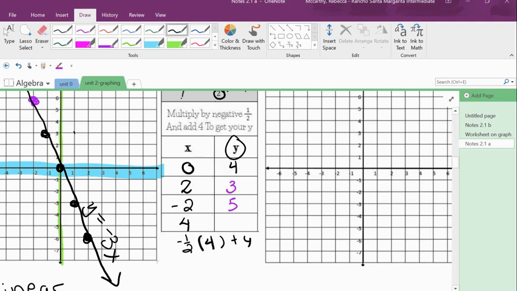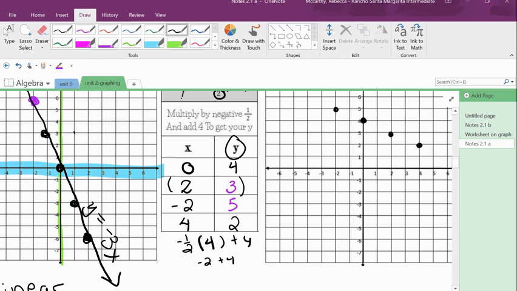I place in 4. Half of 4 is negative 2 because of that negative. Plus 4 gives me 2. Now I'm going to plot them: 0, 4; 2, 3. These again, these are coordinates. That's how you want to think of it. 2, 3 is here. Negative 2, 5, and 4, 2.